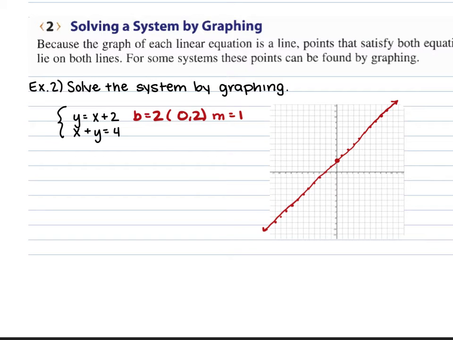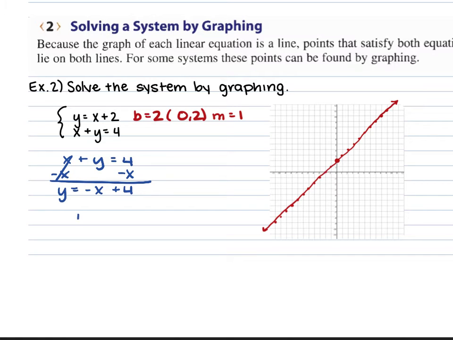For that second equation, we have x plus y is equal to 4. This is not in slope-intercept form. So put it into slope-intercept form and solve for y by subtracting that x from each side. That way it's much easier for you to graph.